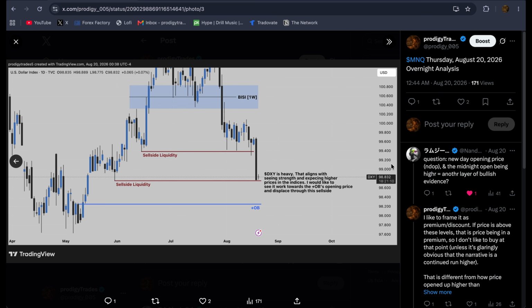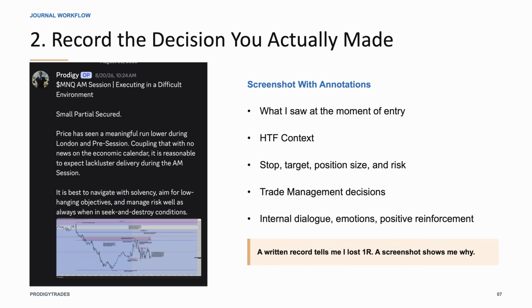And when I review the session later, I can compare my original expectation with actual delivery and determine whether my narrative was useful, whether I missed a key condition, or whether the market simply selected a different scenario. The next part is the execution record. This is where screenshots become more valuable than a row in a spreadsheet.